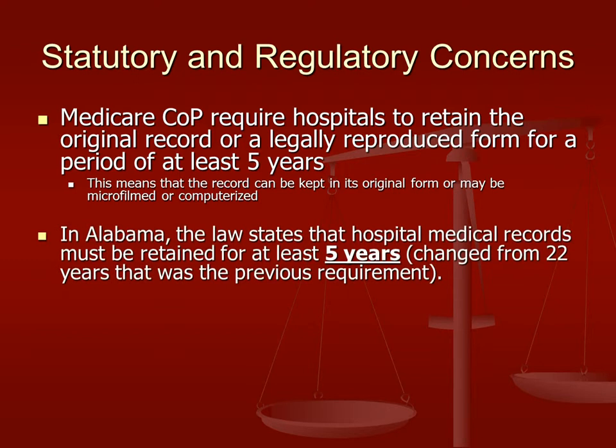In Alabama, the law states that the hospital medical records must be retained for 5 years also. So they're more in line now with those conditions of participation. It used to be we had to keep records for at least 22 years. We were one of the states that had the longest retention schedule in regard to medical records. So by law, hospital records had to be kept for 22 years in the state of Alabama, but then that law was changed to 5 years.